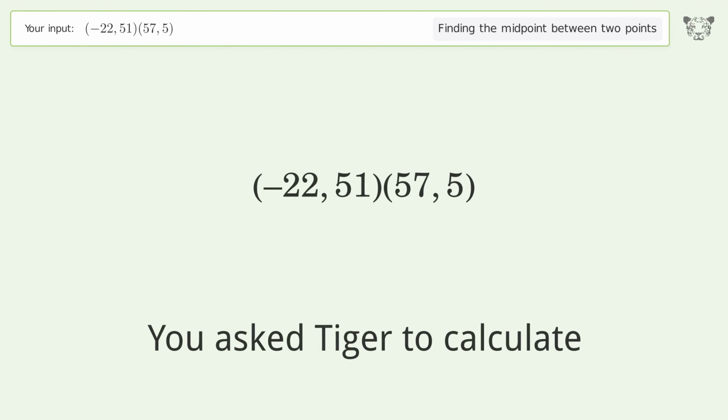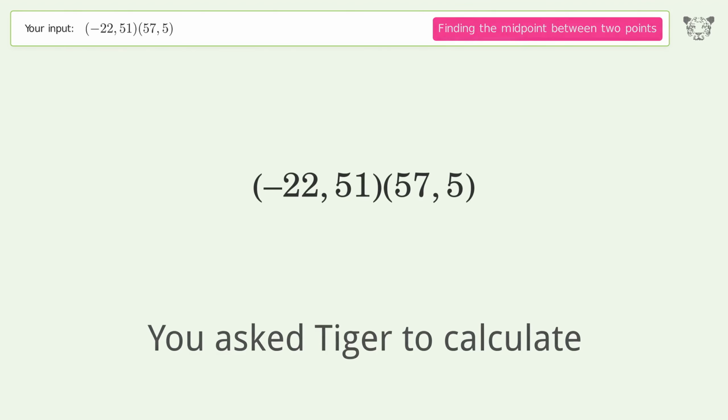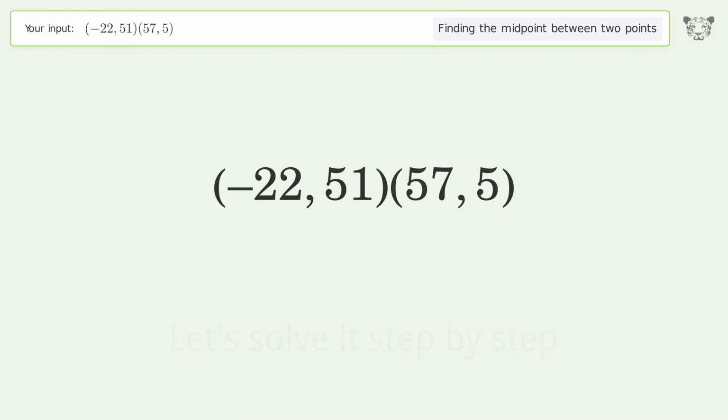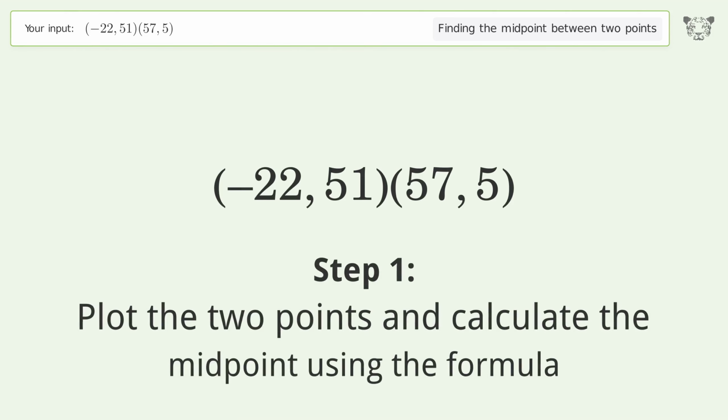You ask Tiger to calculate. This deals with finding the midpoint between 2 points. The midpoint between the 2 points is 17.528. Let's solve it step by step. Plot the 2 points and calculate the midpoint using the formula.